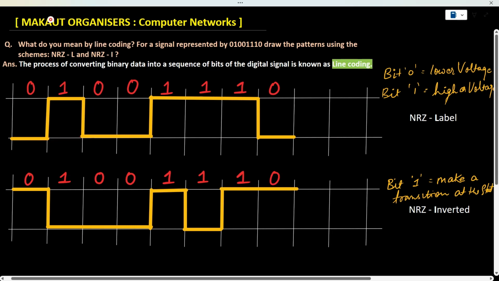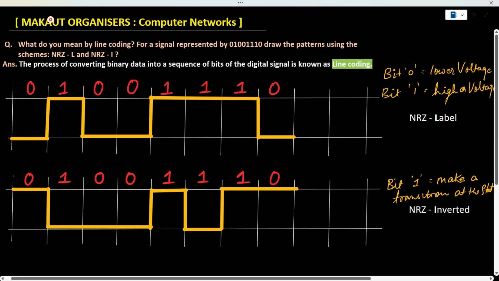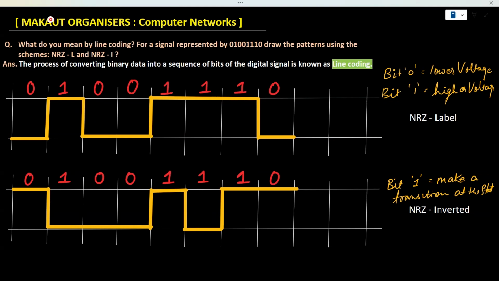For an NRZ-Label, you must follow these two rules. To verify it, you can follow the Wikipedia also, or you can follow the standard books also. In that, you will find this same reasoning. And let's see NRZ-Inverted. In NRZ-Inverted, it says that whenever the bit 1 comes, we should make a transition.